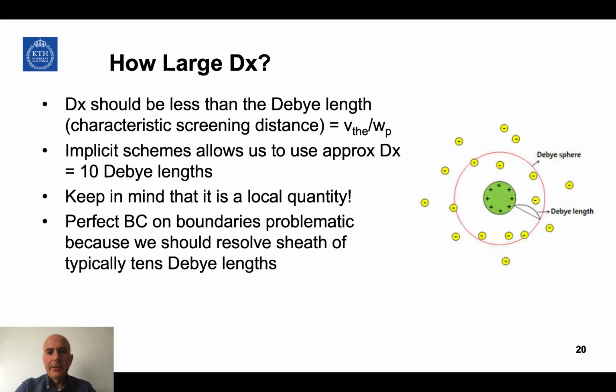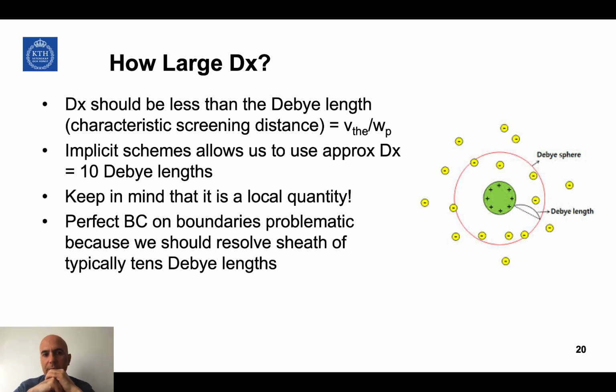The second important quantity we need to define is the grid spacing. So we need to decide how many grid points and how large the grid spacing is. In explicit PIC methods, the grid spacing, so the size of the grid cell, should be less than the Debye length. That is the characteristic screening distance in the plasma, which depends basically on the temperature, also the thermal velocity, and on the plasma frequency.